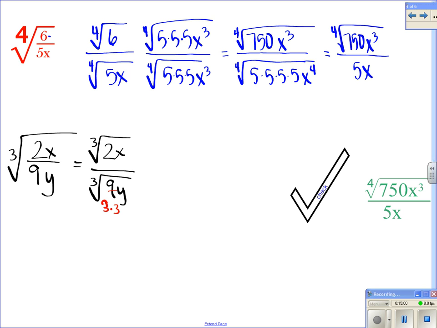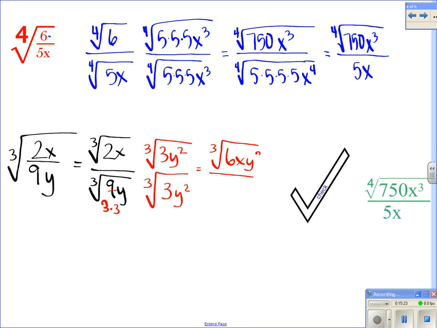And how many more y's do we need? 2. So we're going to be multiplying by the cube root of 3y squared, which we copy up here. So now we have on the top cube root of 6xy squared. Just putting all those together. We can't take any groups of 3 out of that anywhere, so we can't simplify it.